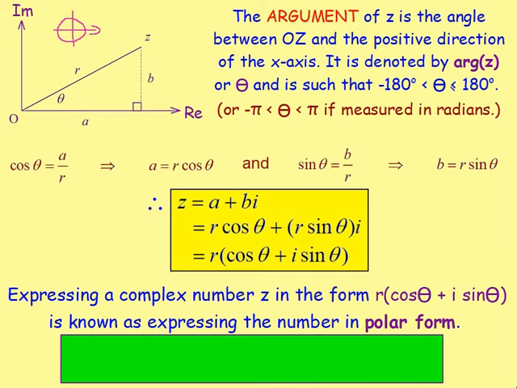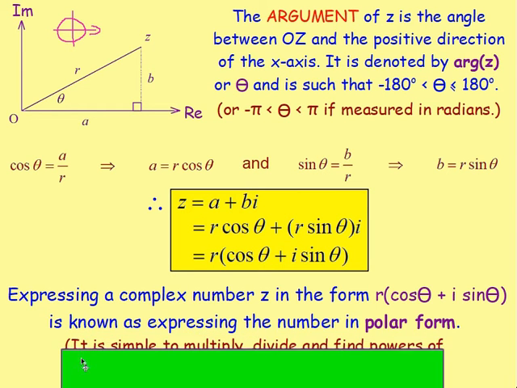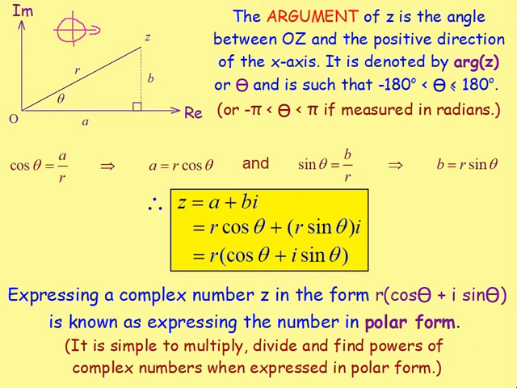Why do we do that? What is the point in writing a complex number in polar form? Well, you will see in the next lesson. If it is in polar form, it is dead easy to multiply and divide and find powers of complex numbers, which we'll look at in the next lesson and the lesson after that. But just now, we need to be able to go from the form z equals a plus bi to r bracket cos theta plus i sine theta. So let's look at an example of each using all four quadrants.